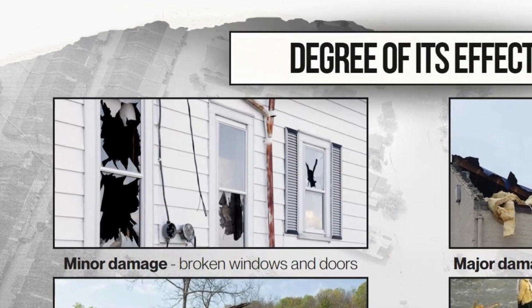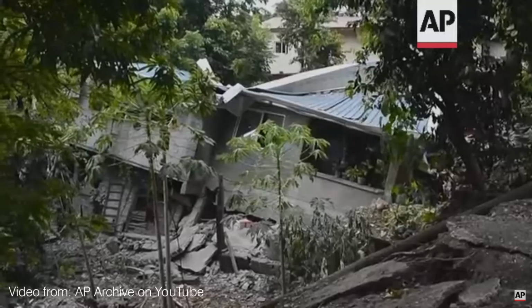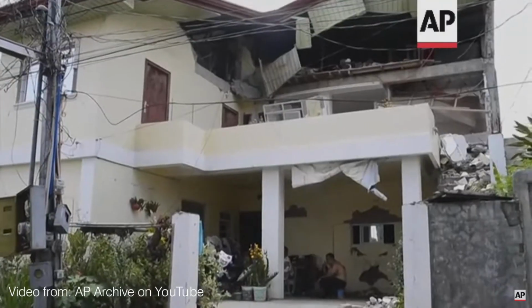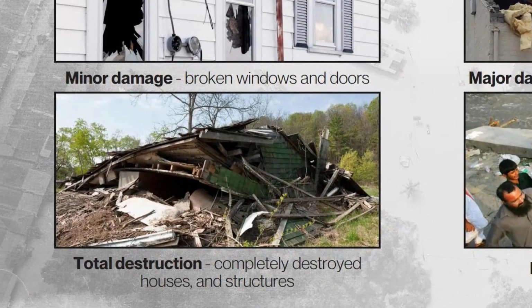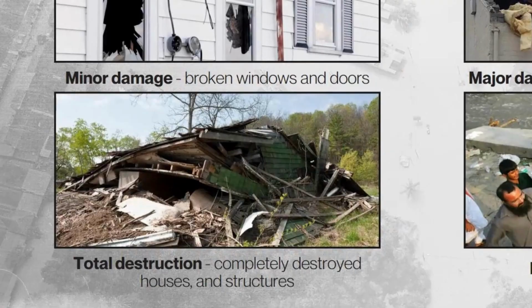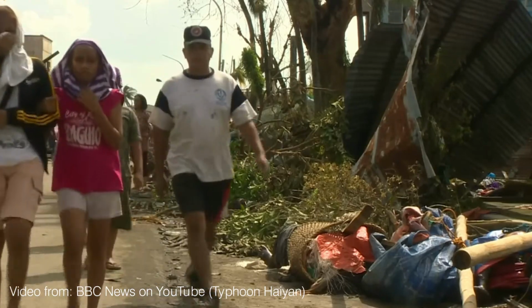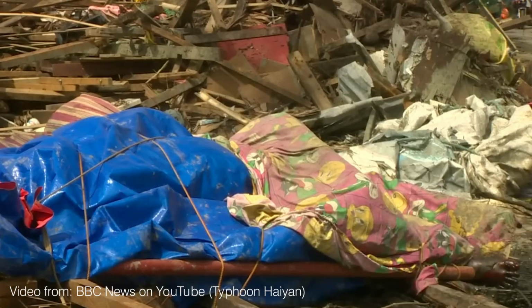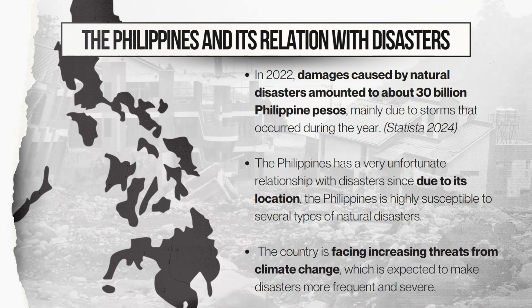Firstly, we have what is called minor damage, and that is, for example, broken windows and doors. It is very minor; it doesn't affect a lot of things. The next degree of severity is major damage: torn rooftops, collapsed walls, anything of similar severity. The next degree of severity is total destruction, where you see infrastructure completely destroyed, like houses and buildings and structures. And then finally, the most severe degree of destruction is, of course, the worst case scenario. This is death.